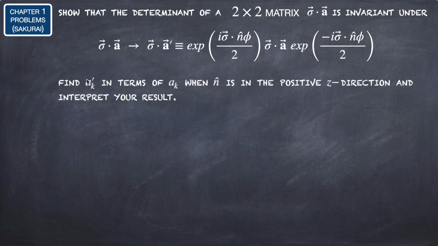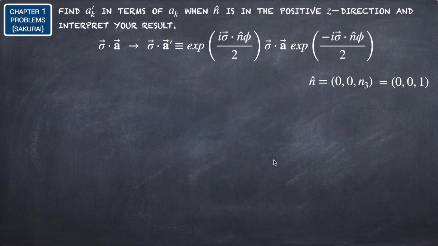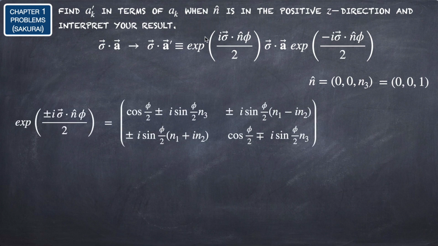Now, let's find AK prime in terms of AK in this scenario. And what is this scenario? It is when n is in the positive z direction. In other words, instead of considering a vector with components n1, n2, and n3, you have only n3. And since it is a unitary vector, n3 is equal to 1. So, in other words, what we are going to do here is write again the exponential term that we got in a previous slide, and we are going to write n1 and n2 equal to 0 and n3 equal to 1.